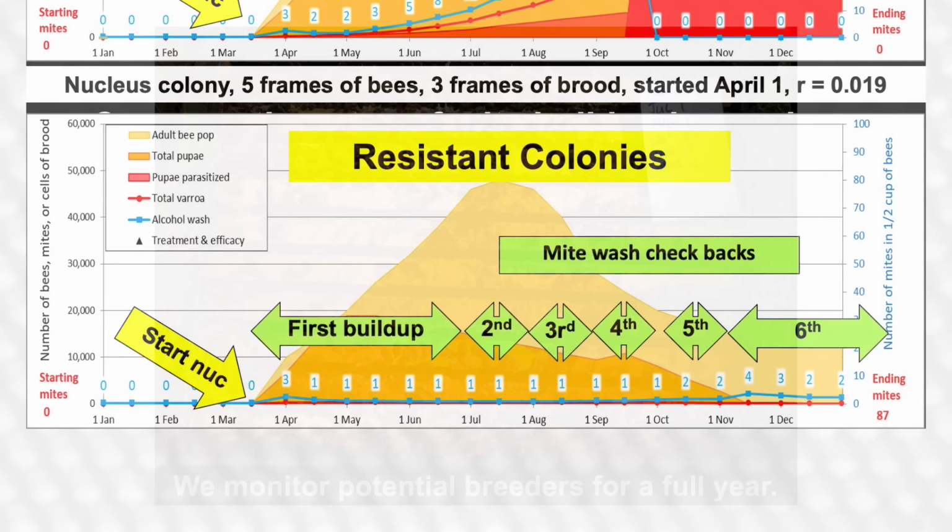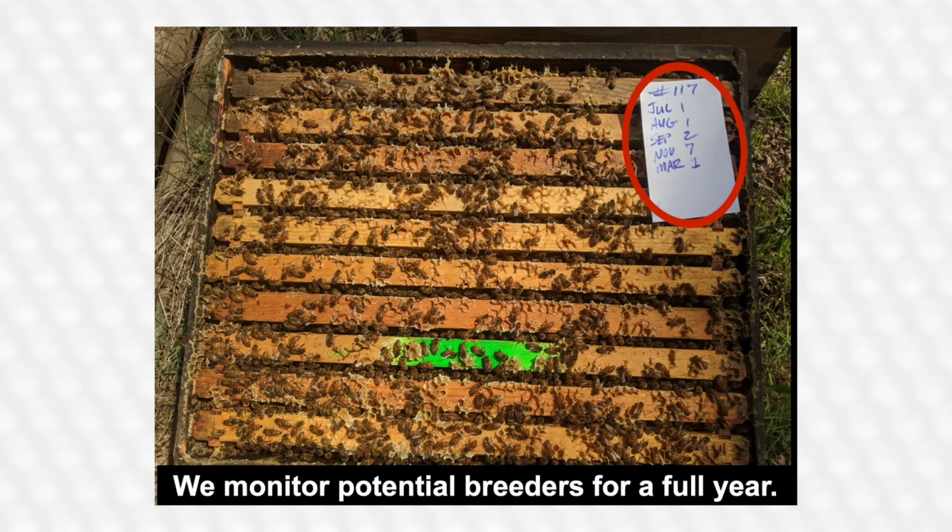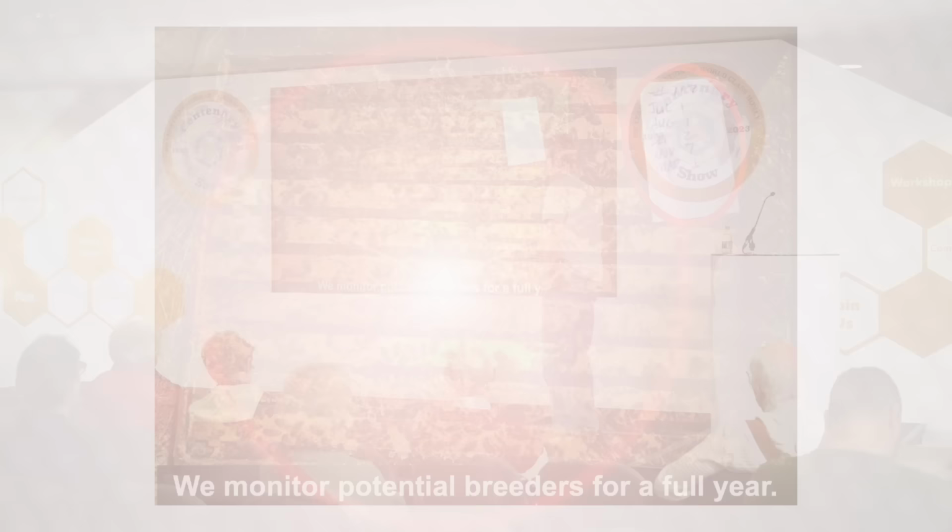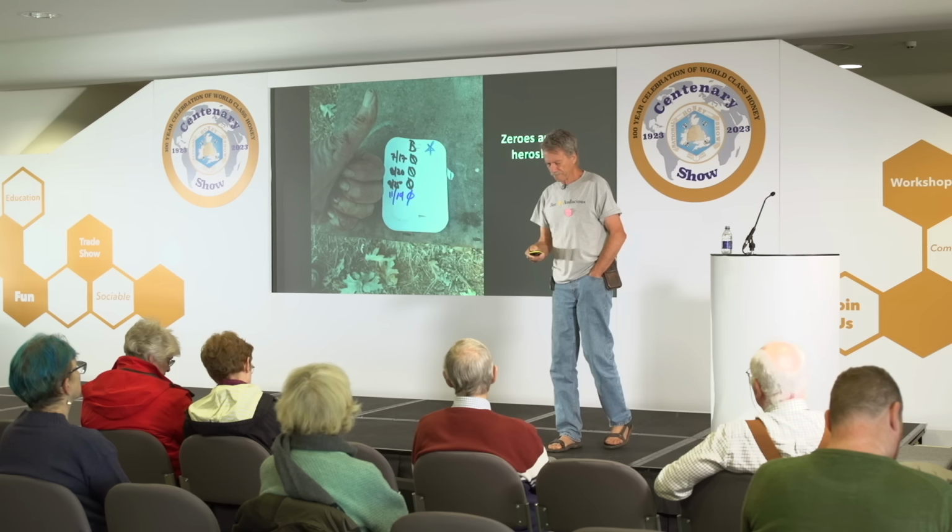And what you see here: the July count 1, August count 1, September count, when they're shutting down brood rearing, up to 2. November, when they've shut down brood rearing, now we're up to a mite wash count of 7, but the colony brings it all back down by March. They brought it back down to a low count again. This is something that we learned, to allow for the count in November to go up.